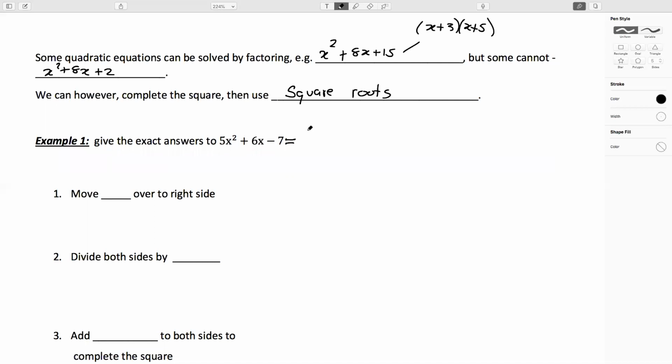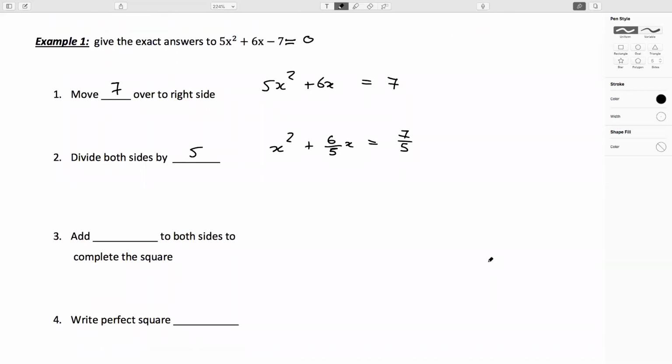So 5x squared plus 6x minus 7 equals 0 is the starting point. We're going to start by moving the 7 to the other side, and we're going to end up with 5x squared plus 6x equals 7. Then we've got to divide both sides by a, which is 5 in this case. We'll be left with x squared plus 6 over 5 x equals 7 over 5.